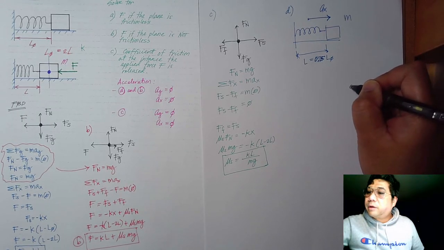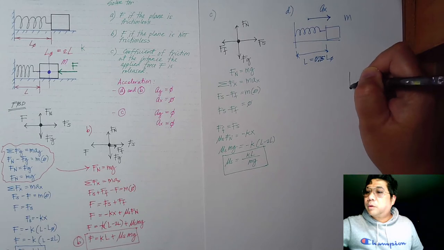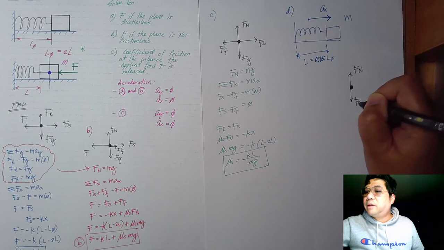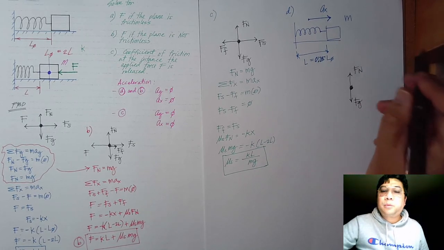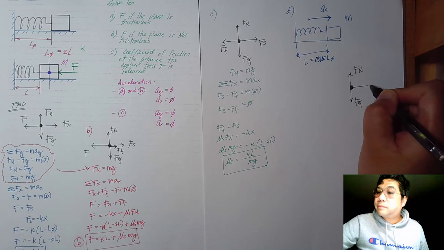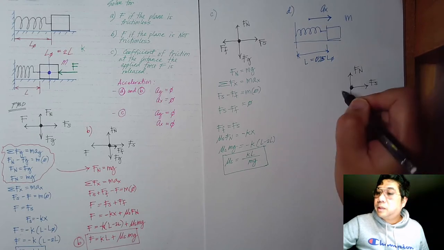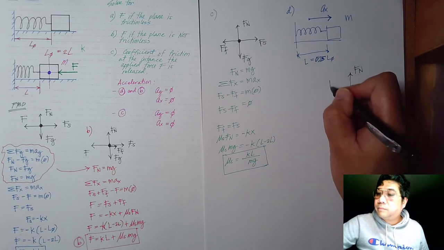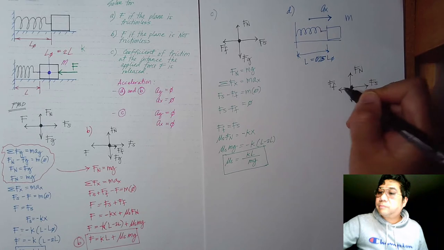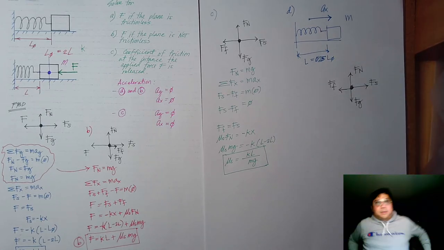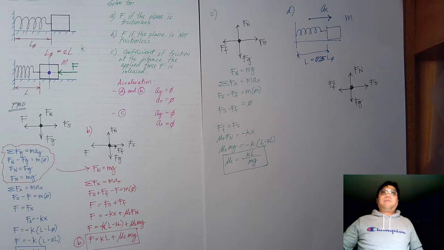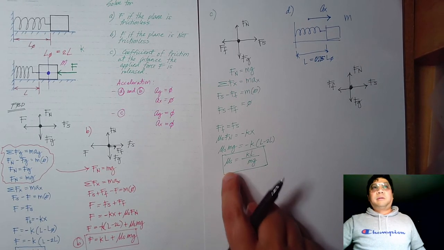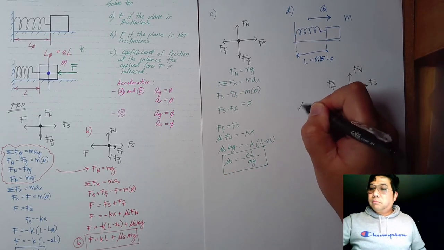So let's start with our free body diagram. Normal force, force of gravity, and then we have the spring force, and then we have the friction force right here. Friction force. So what will be the coefficient of kinetic friction? So let's figure out the K. The mu of K.